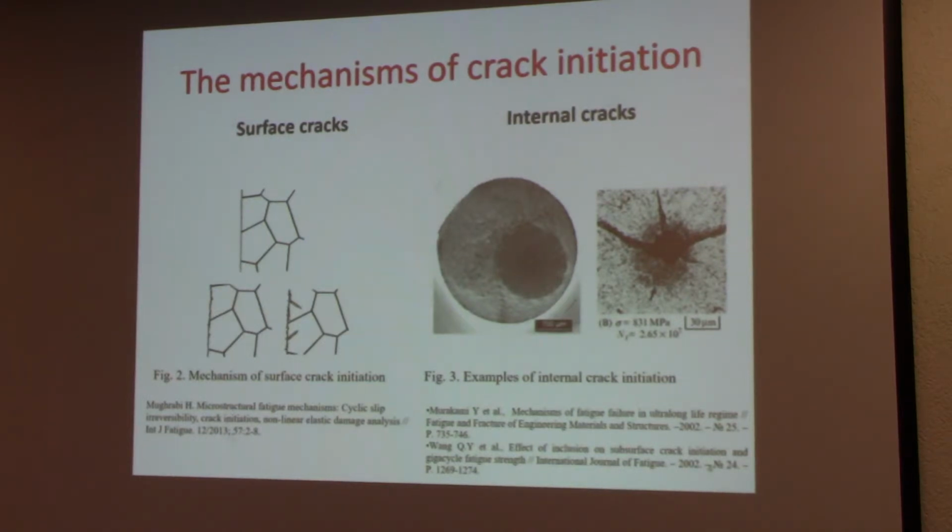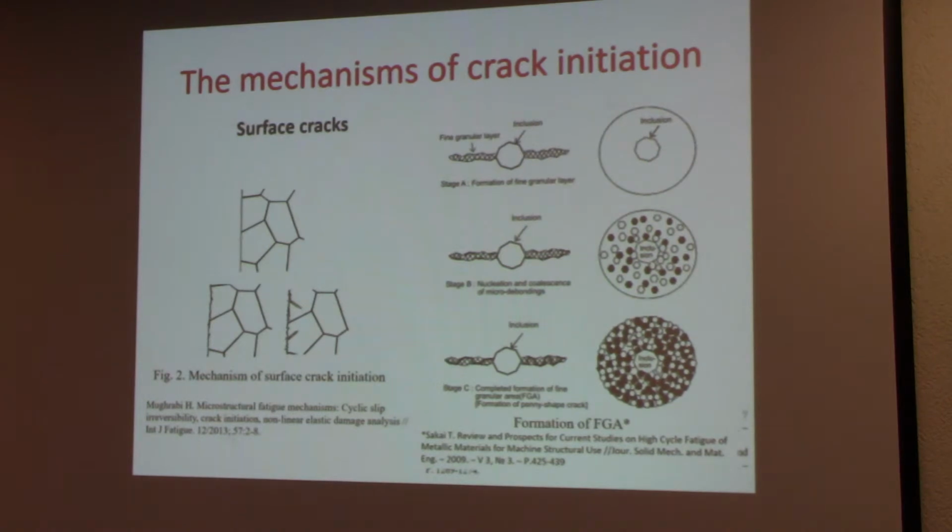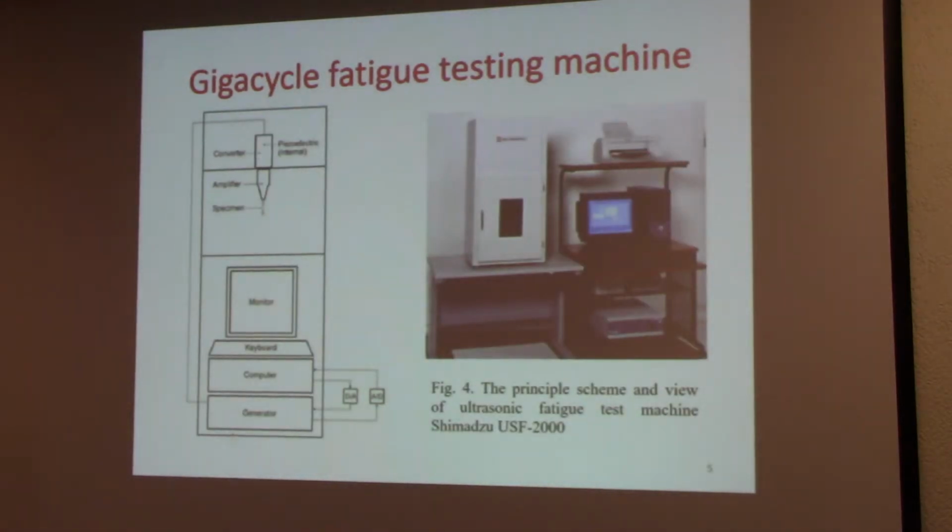And about internal cracks, there are some different mechanisms. One of these was observed by Sakai, when around an inclusion or some other internal defect, little defects initiate and coalesce, which is asked. And when a special zone forms, the crack forms properly. So, but how to measure the kinetics of these defects?